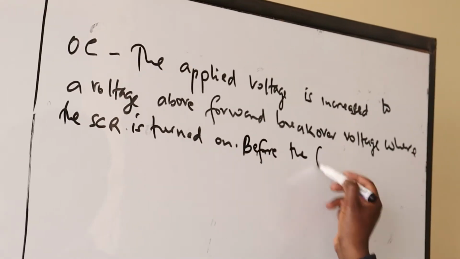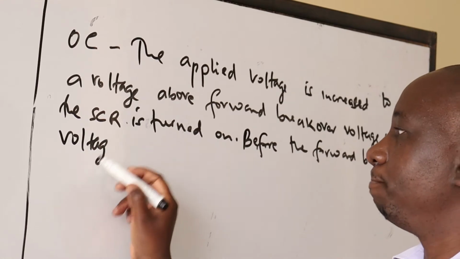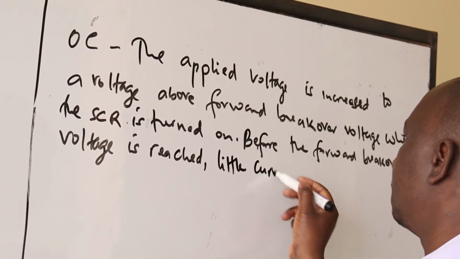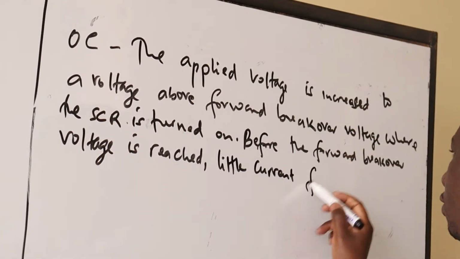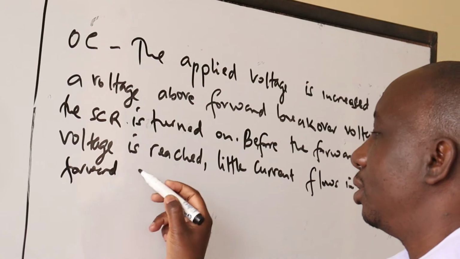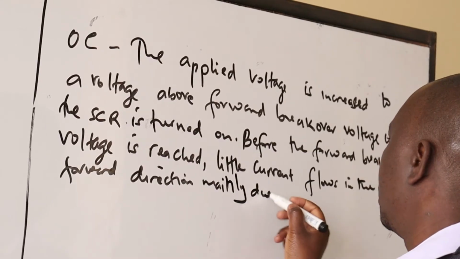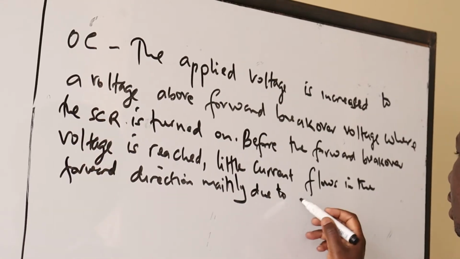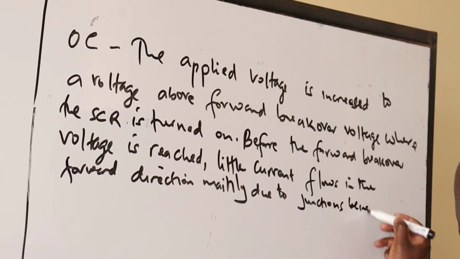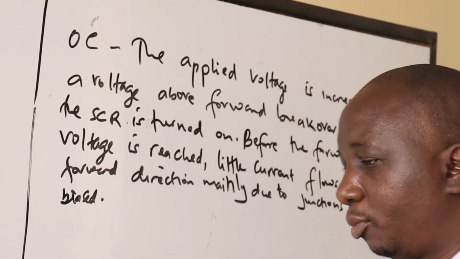Before the forward breakover voltage is reached, little current flows in the forward direction, mainly due to the junctions being forward biased.